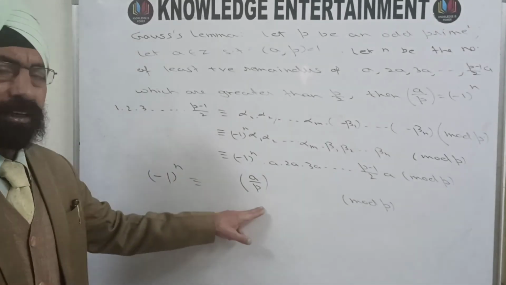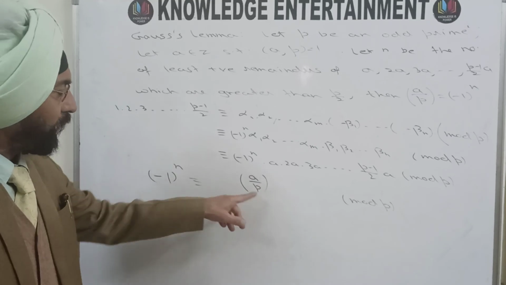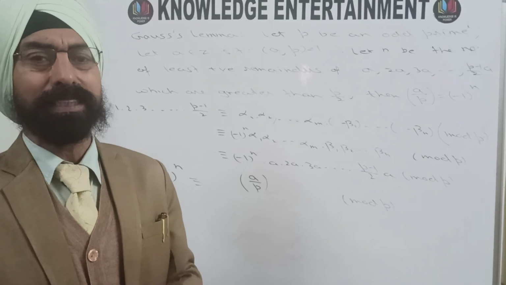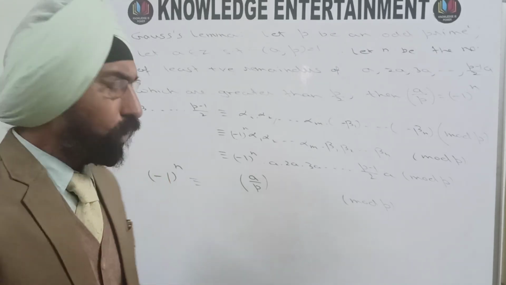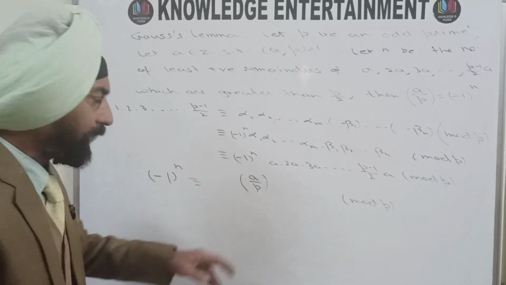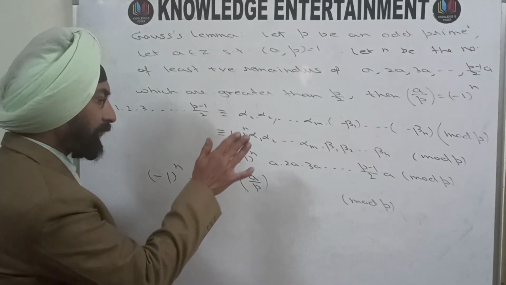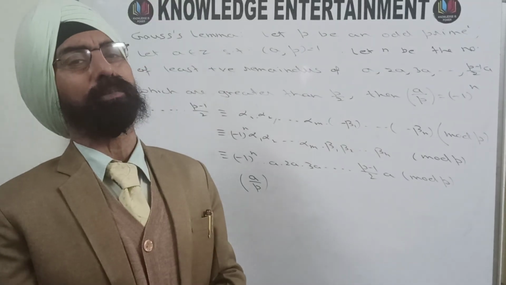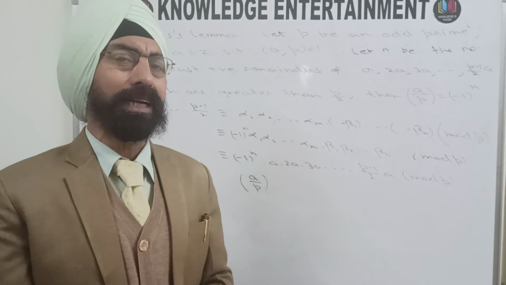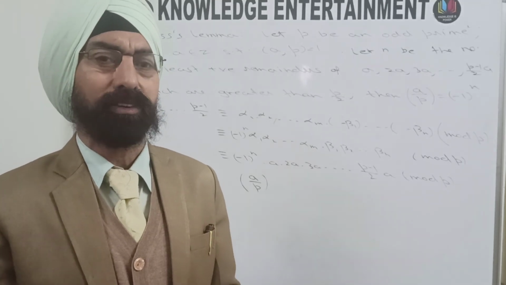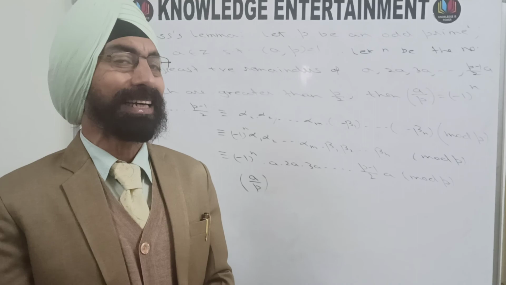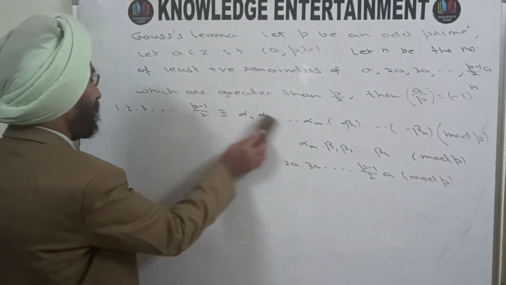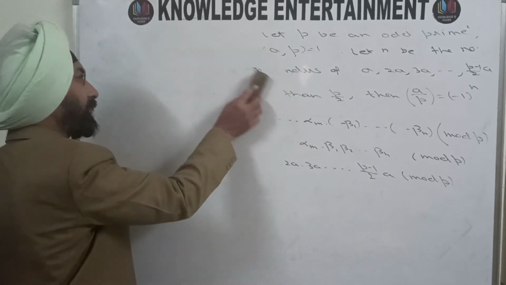So both will be either 1 or both will be minus 1, because if one of them is 1 and the other one is minus 1, then once again we will get that p divides 2, where p is not prime, and it is not possible. So they must be equal, either both are 1 or both are minus 1. So you can say that the Legendre symbol (a/p) is equal to (-1)^n, where n is the number of remainders obtained by dividing a, 2a, 3a and so on up to ((p-1)/2)a by p which are greater than p/2. So we have proved the Gauss lemma, and let us see an application of that.